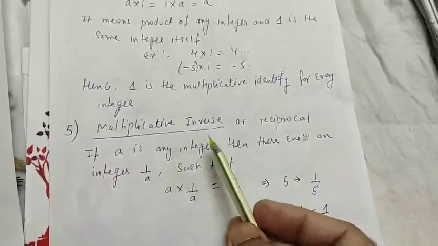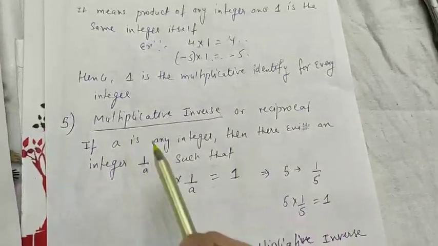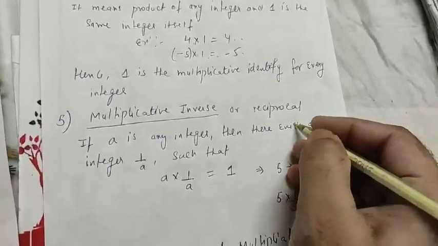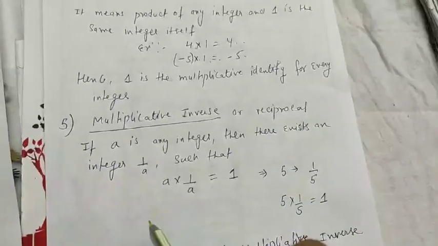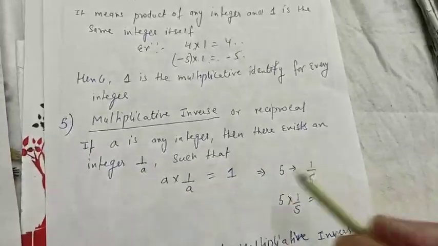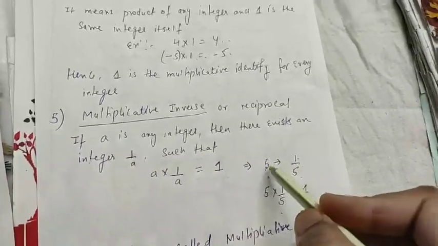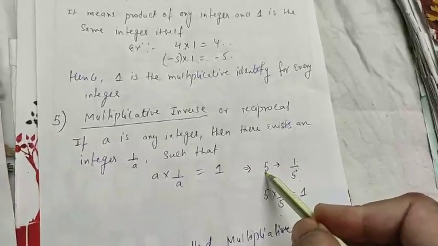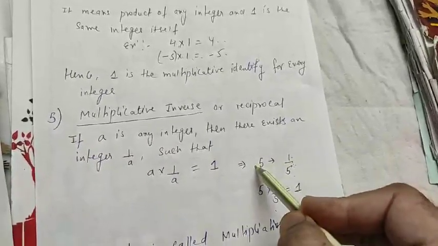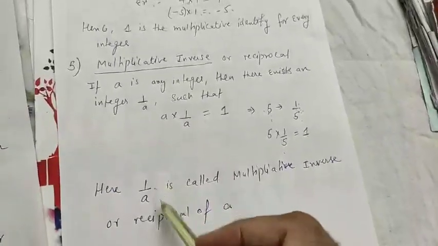Now the multiplicative inverse, which is also known as the reciprocal. If a is an integer, if we take any integer, then there will exist a number 1 by a. If you multiply the number and 1 by a, you will get 1. Suppose 5. Then the other number will be 1 by 5, because when we multiply 5 into 1 by 5, it is 1. So I can say that 1 by 5 is the reciprocal of 5, or 5 is the reciprocal of 1 by 5. So I can say that 1 by a is the multiplicative inverse or reciprocal of a.